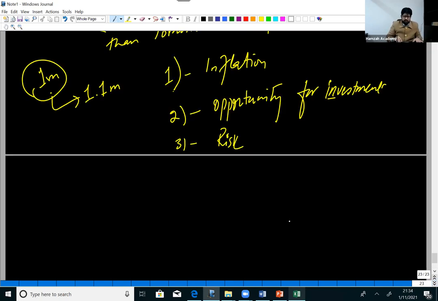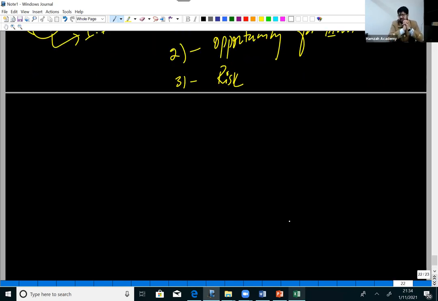So, students, these were the advantages and disadvantages of accounting rate of return. Now, students, I will be ending class here today. In the next class, we will be starting with the payback period method.